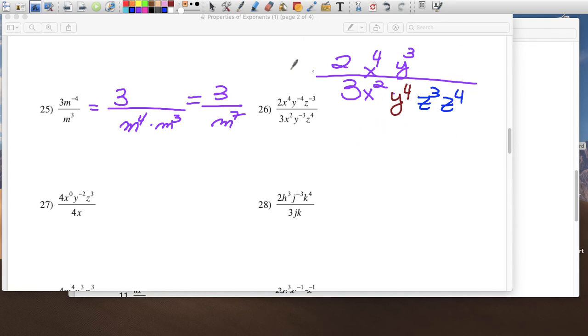Now I'm going to do some funny math. So the 2/3, not touching that. X squared, x to the 4, there's 2 x's at the bottom and 4 x's on top. So if I cross them out, I'm going to have 2 x's on top. Y cubed, there's 3 y's on top and 4 y's at the bottom, so that means I'm going to have 1 y at the bottom. And z cubed times z to the 4 is just z to the 7. And that's not fun.